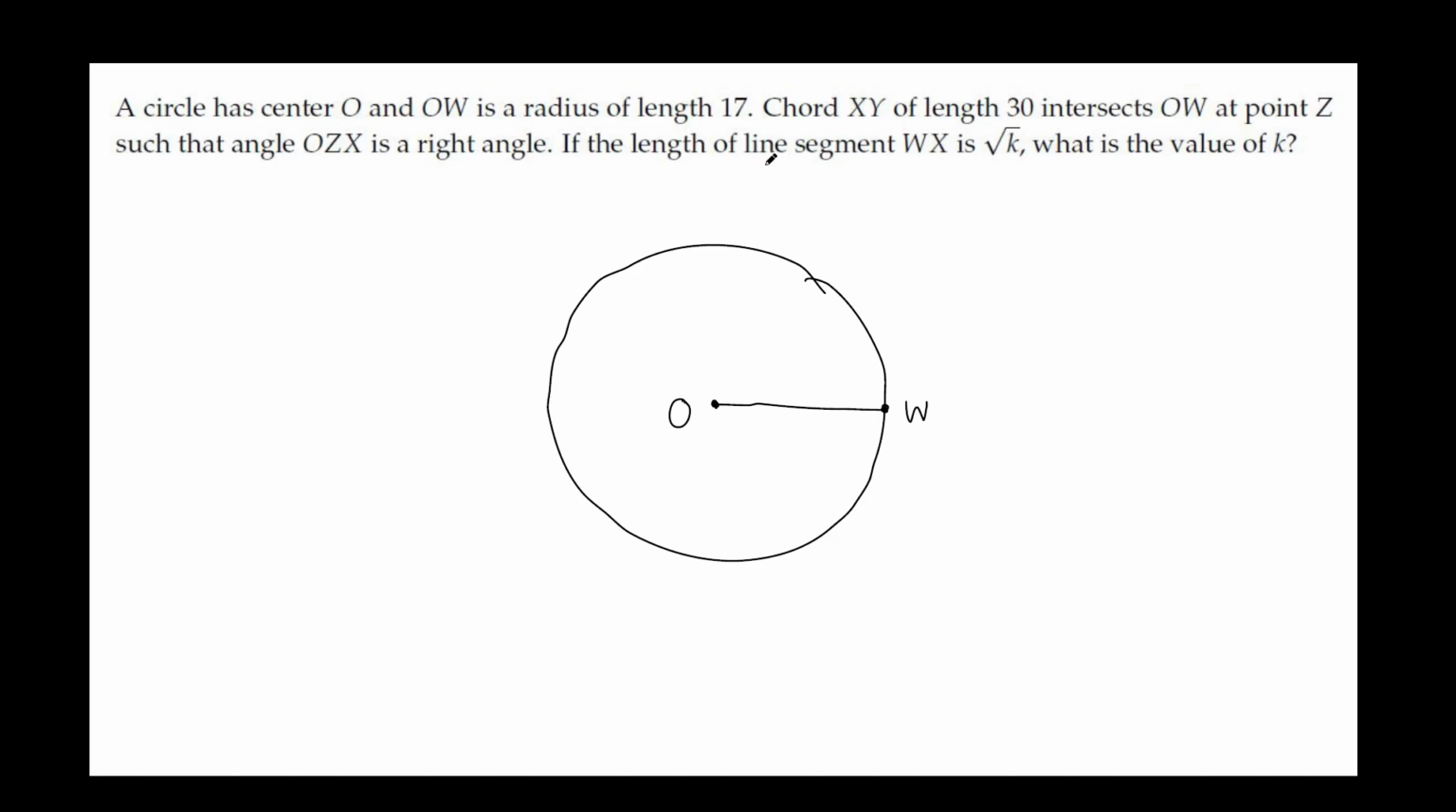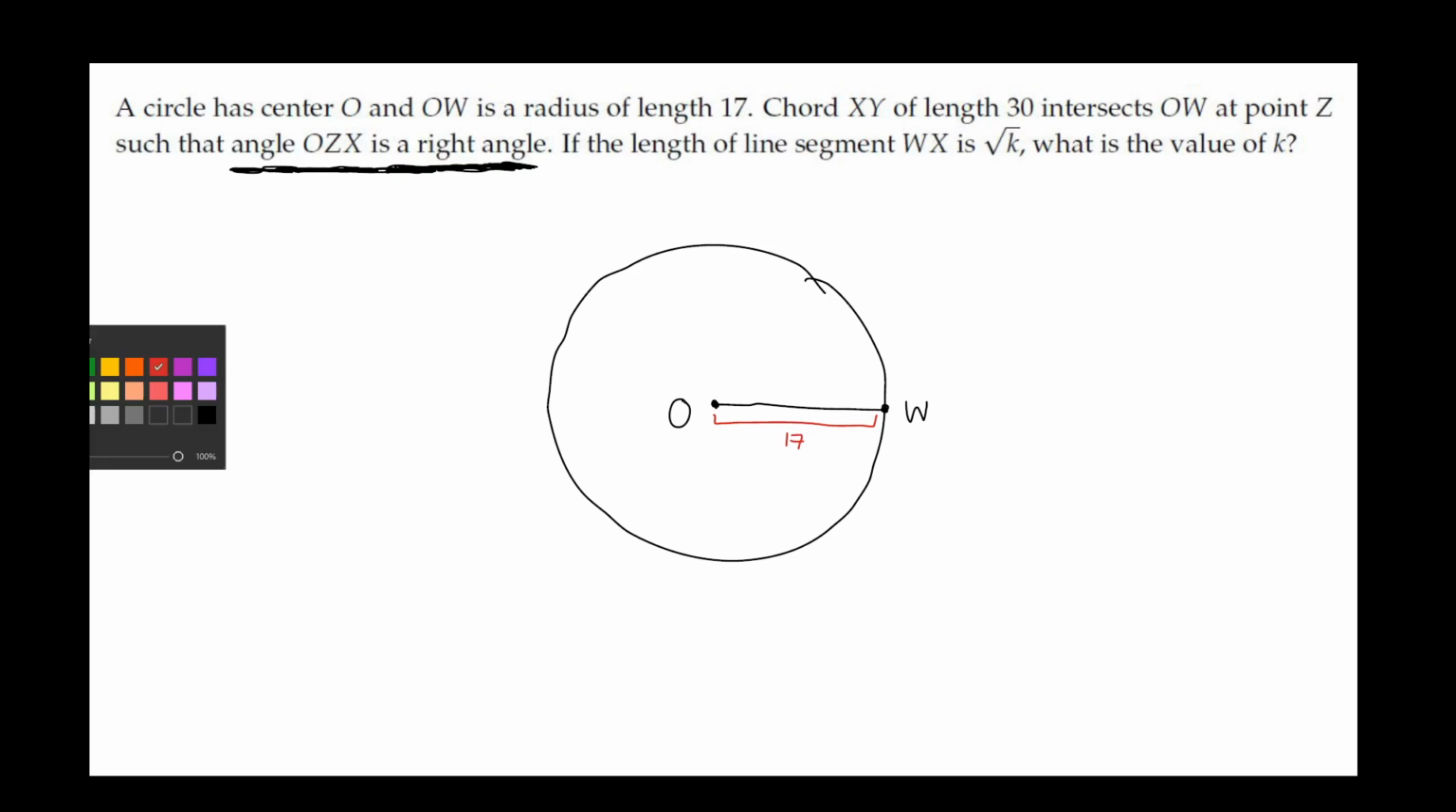Chord XY of length 30 is going to intersect OW at point Z such that angle OZX is a right angle. Now, for those of you that have studied your geometry quite well, once you see this particular fact, you might know where this is going with the chord, but let's not get there yet immediately. I just want to start by drawing everything here. Probably should have noted immediately that this right here is going to have a length of 17.